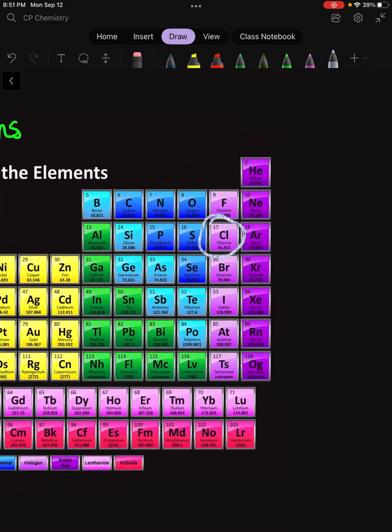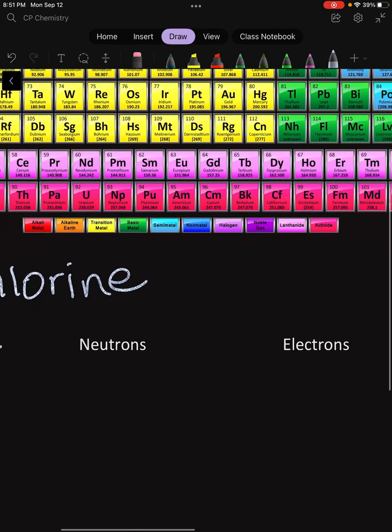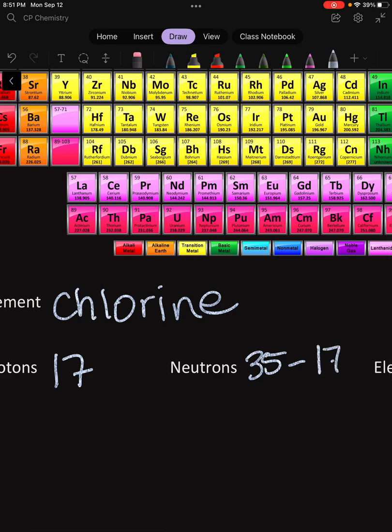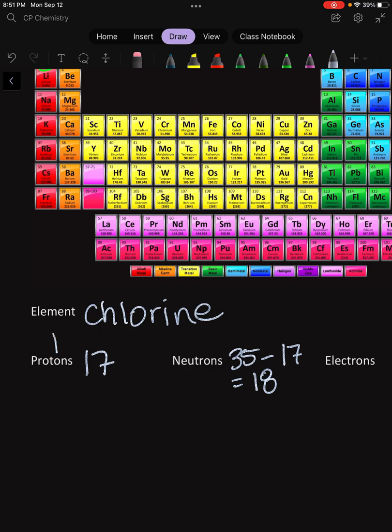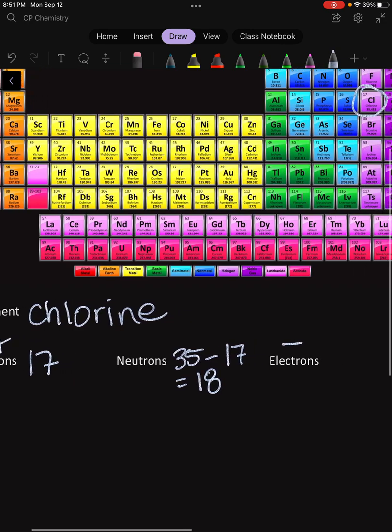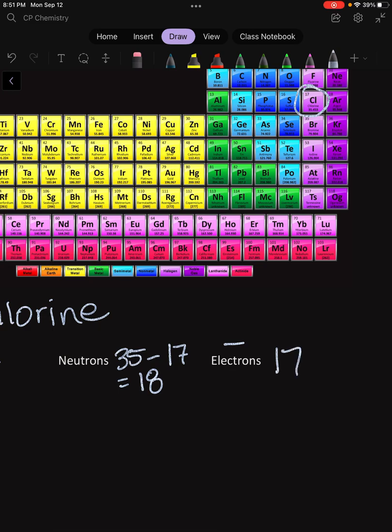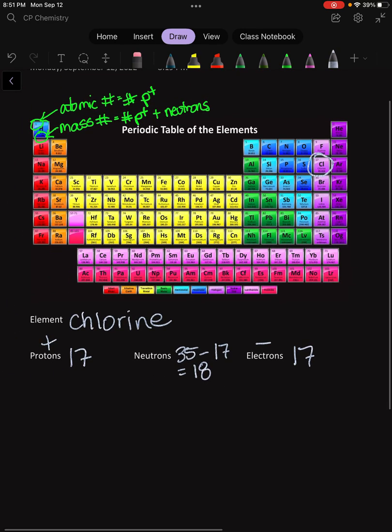To figure out the neutrons, you take the mass number, 35.453, and we round it to 35. So there are 35 things in the nucleus. To figure out how many of those are neutrons, you subtract the protons from the total number of things, and you get 18. So 18 neutrons. And remember, protons are positive, electrons are negative. We have a neutral atom. So there's 17 electrons, same number as the protons.